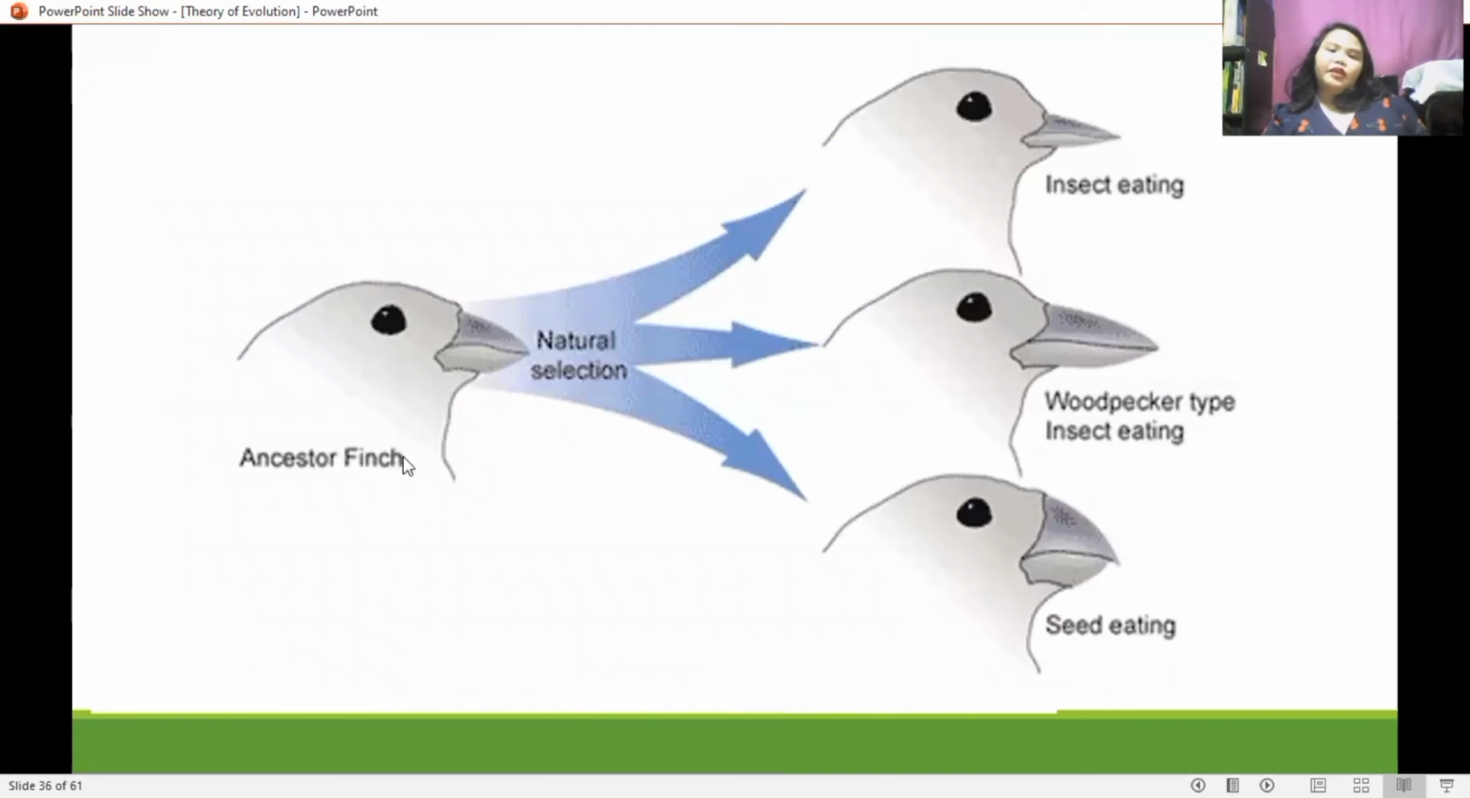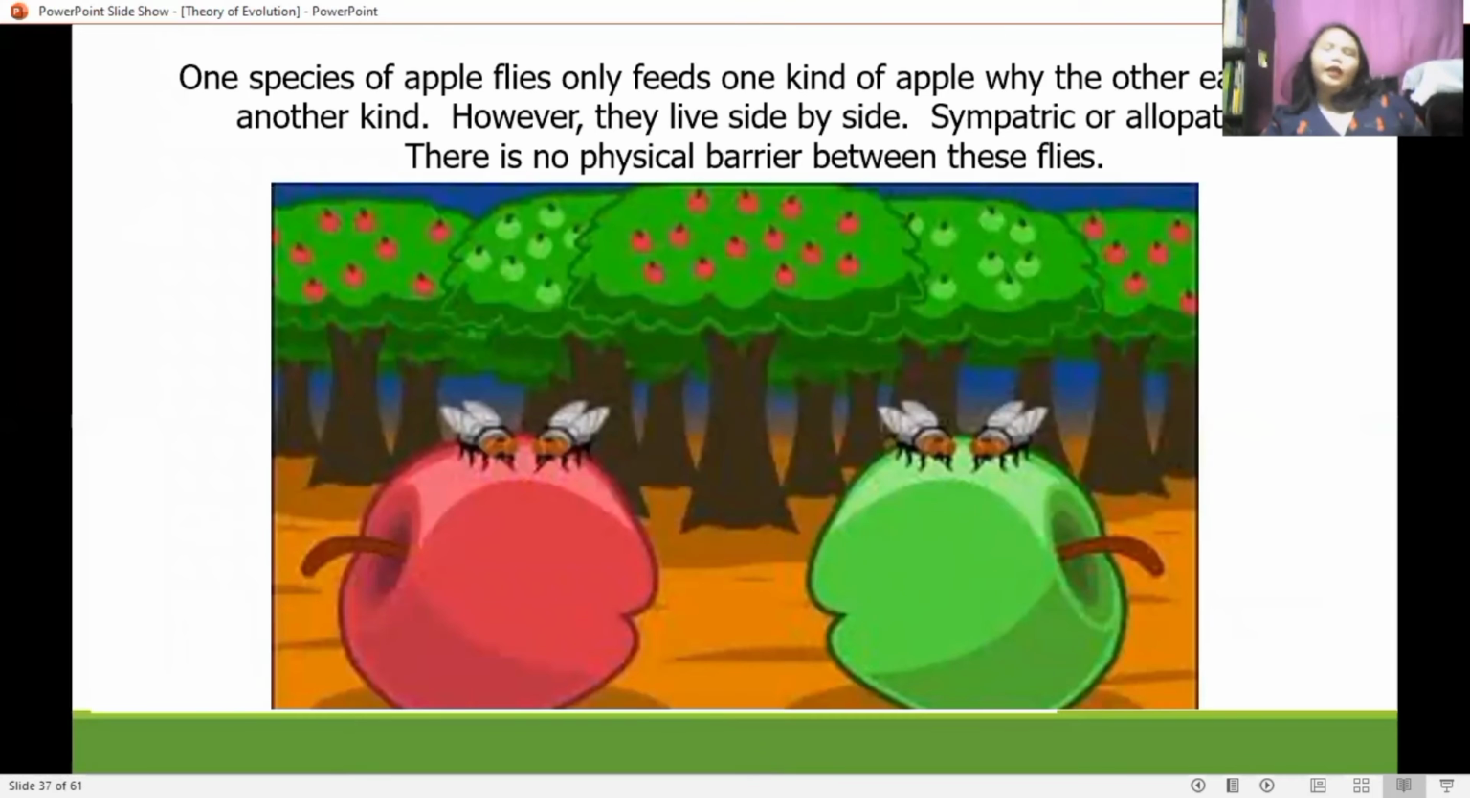Another example, we have here the ancestor finch, found in the Galapagos Islands, but by natural selection, since there are barriers in the islands, the islands are separated, this ancestor finch evolved into different kinds of variation. Another example I have here: one species of apple fly only feeds on one kind of apple, while the other flies feed on another apple. However, they live side by side. Is this sympatric or allopatric? Again, there is no physical barrier between these flies. So, of course, this is a sympatric speciation.